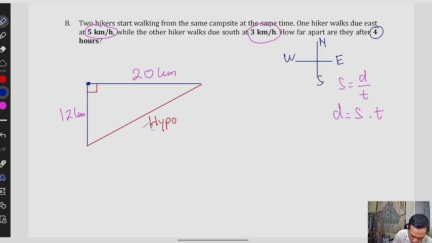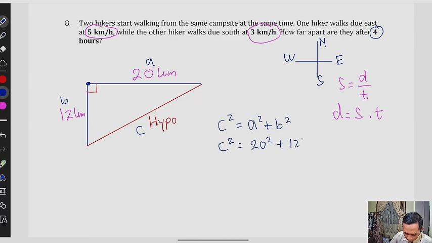The Pythagoras theorem says that c squared, the hypotenuse, equals a squared plus b squared. The hypotenuse is the longest side, everyone. So if you want to find the hypotenuse, you need to add the squares of the other sides. You don't subtract if you want to find the hypotenuse. So a squared plus b squared. We have c squared equals 20 squared plus 12 squared. So we still have the squares there.